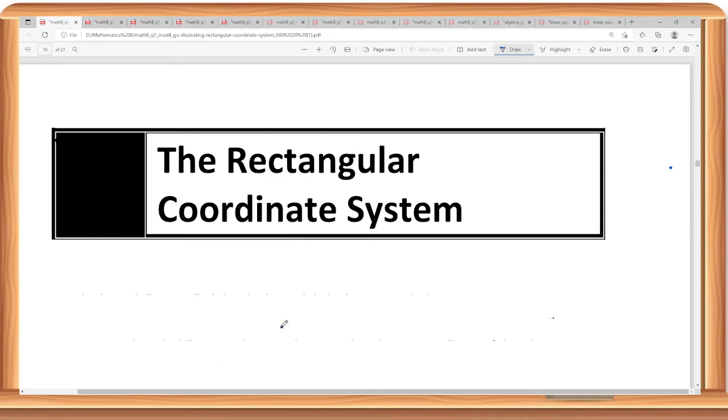What is a rectangular coordinate system? A rectangular coordinate system is also known as the Cartesian plane. The Cartesian plane comes from the mathematician who invented it, and his name is René Descartes. Okay. So what does a Cartesian plane look like?